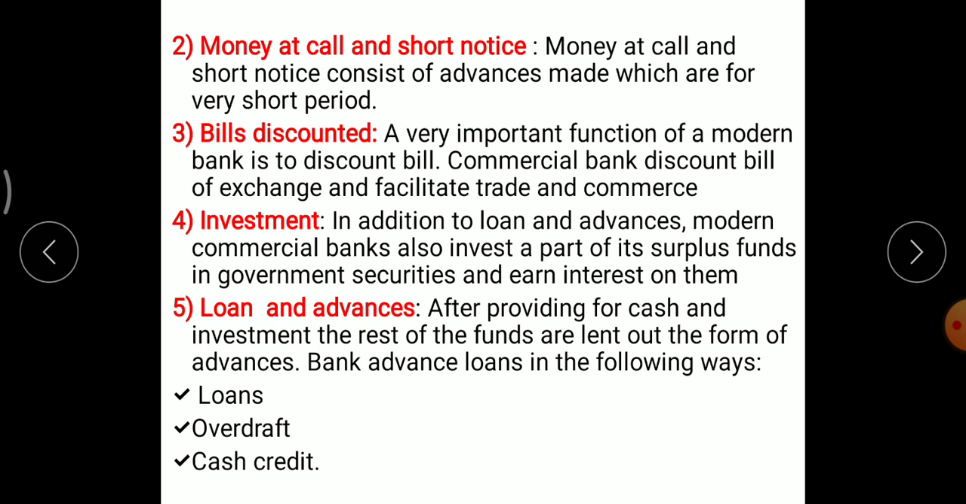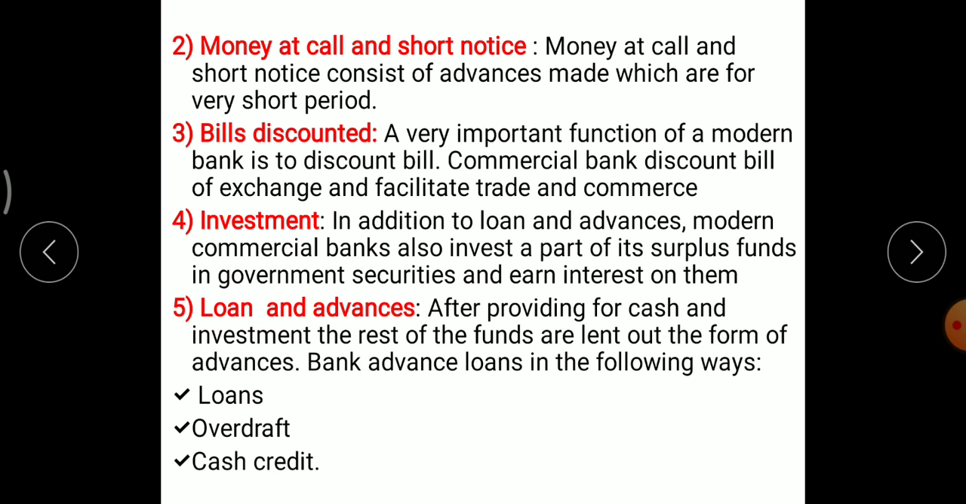Next one, bills discounted and treasury bills. A very important function of a modern bank is to discount bills of the business. Commercial banks discount bills of exchange to facilitate trade and commerce. Bills discounted represent the amount invested by the bank in discounting treasury bills and trade bills. So next we can move on to investments.